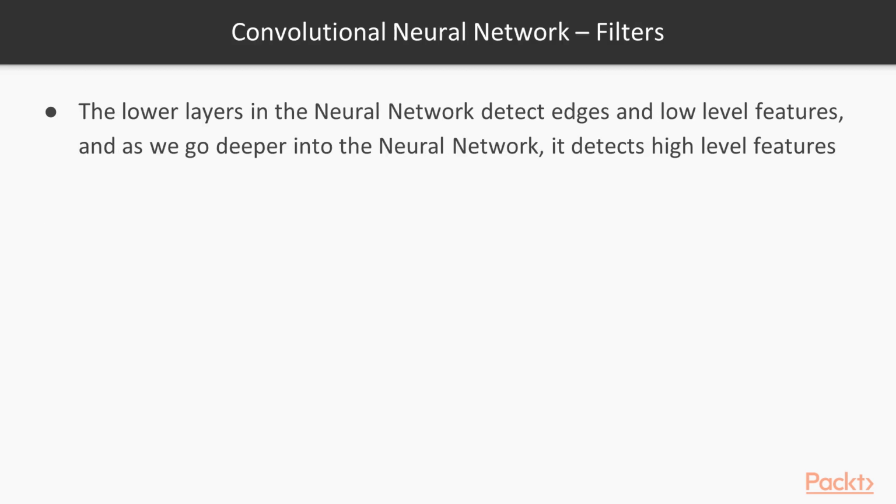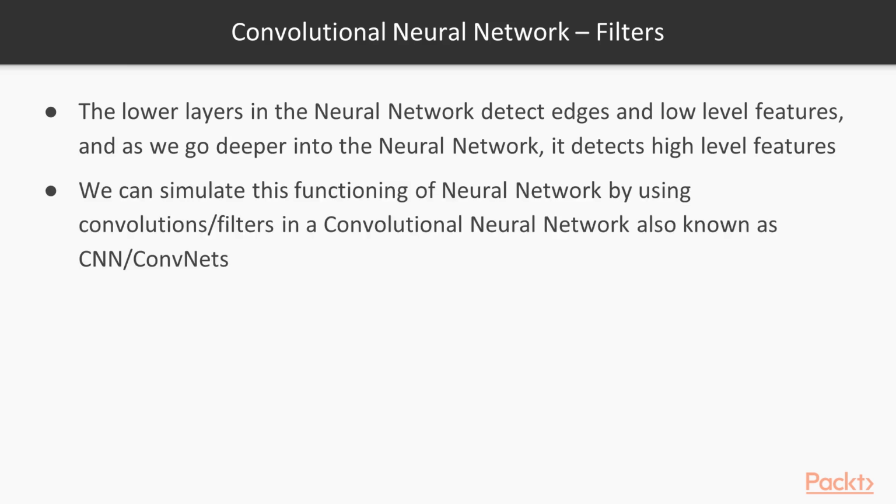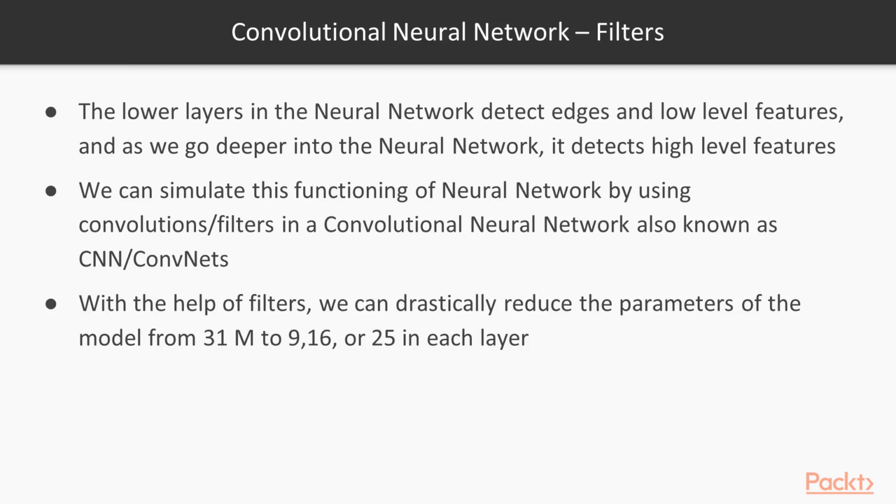But what exactly is a convolution operation? It turns out that the convolution operation works on the principle of filters. The lower layers in the neural network detect edges and low-level features, and as we go deeper into the neural network, that is, as we go from left to right, it detects high-level features. We can simulate this functioning of the neural network by using filters. So we can detect the low-level features and the high-level features by using filters. With the help of filters, we can drastically reduce the parameters of the model from 31 million to 9, 16 or 25, depending on the size of the filter in each layer.